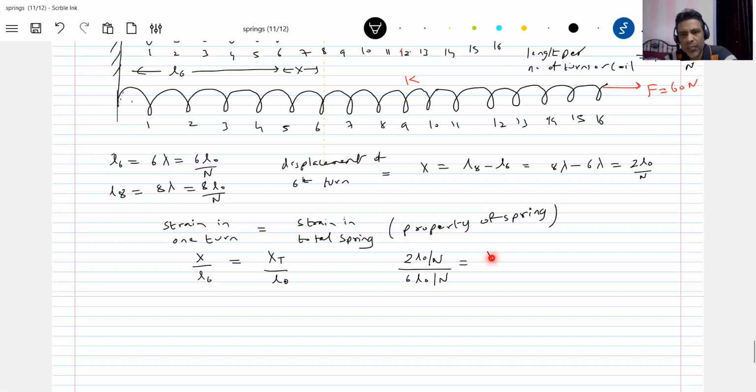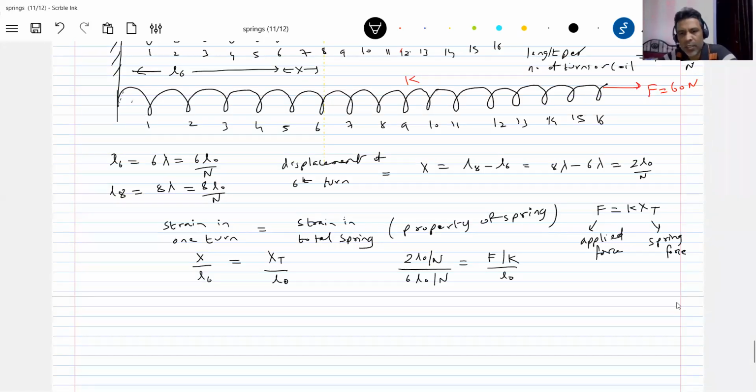What can you write in place of XT? F should be equal to kXT, no? Can you remember this? The total elongation of the spring is XT. Then how much force did we apply? We applied a force F equal to 60 Newton. This will produce an elongation of XT. The applied force is given as 60 Newton. So what is the spring force? It will be kXT. This is the applied force, and this is the spring force. So in place of XT, I can write F by k, and this is L naught.